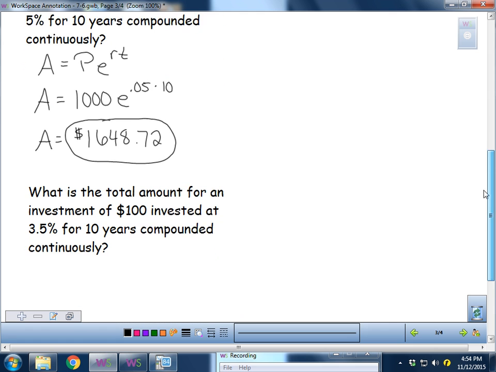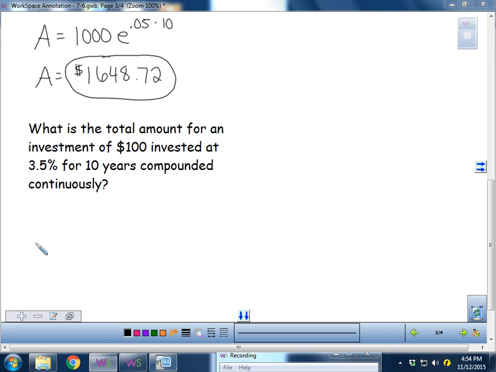Okay, so let's look at one more of those. What is the total amount? Total amount, I don't know what that is. For an investment of $100, so my principal is 100, then we've got times e to the, invested at a 3.5% rate. If I moved my decimal spot 2 to the left, I'd have to fill that in with a 0. That'd be 0.035. That's how you figure decimal instead of a percent. For 10 years compounded continuously, so 10 years. And then all I do is plug that directly into my calculator.